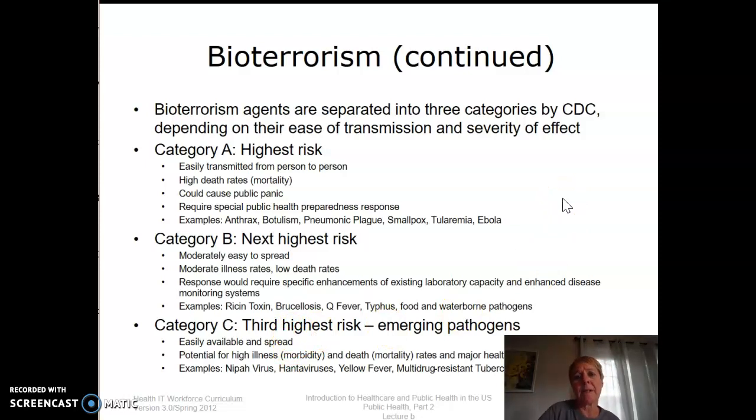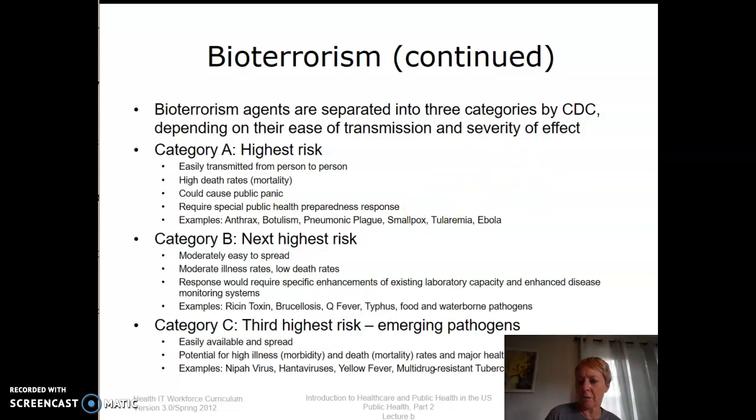So the highest risk of bioterrorism is something that can be transmitted easily, could have a high death rate, could cause panic, require special preparedness. So that would be anthrax, smallpox, Ebola. Next category is moderately easy to spread, moderate illness rates, low death rates, but that would be ricin, typhus, food and waterborne pathogens. The third highest risk is emerging pathogens, which they're always monitoring for.